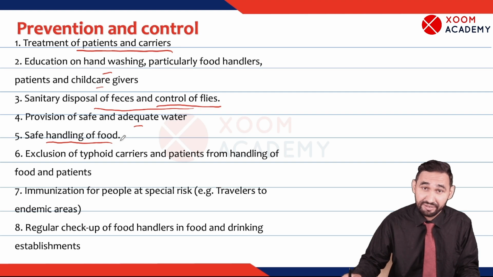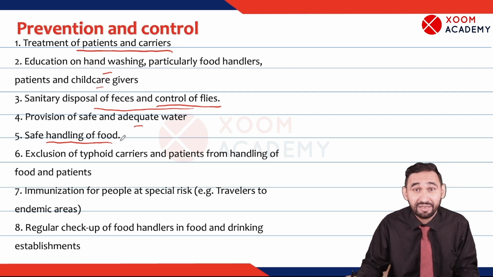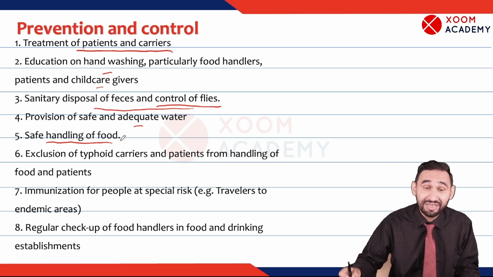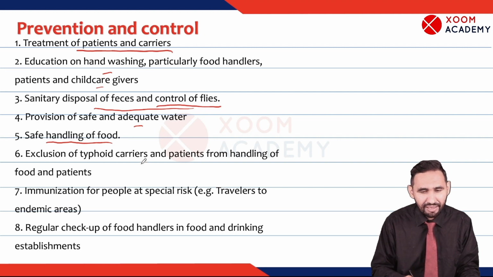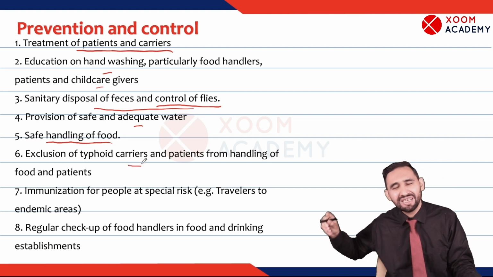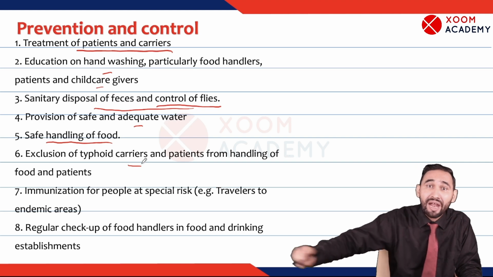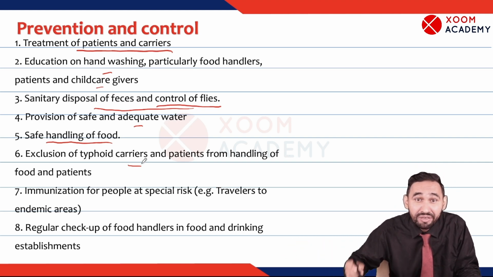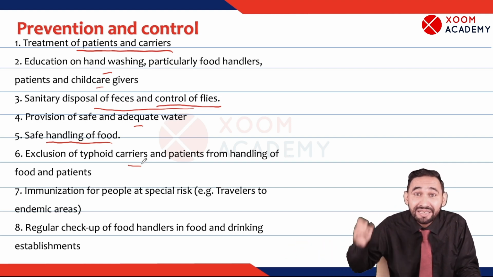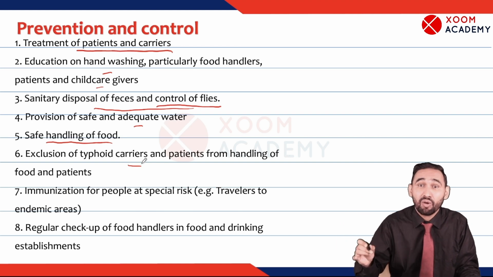and proper care of fomites, as typhoid spreads through fomites. So we need to clean the utensils. We need to exclude typhoid carriers. They should not be allowed to handle food. This is the most important thing, that people who are carriers of typhoid shouldn't be allowed to handle food.